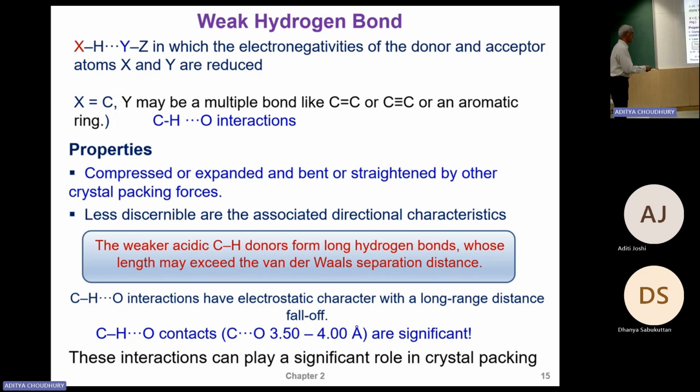Even if it is more than the sum of the van der Waals radii, these long-range distances are still there. They are significant. They contribute to the stabilization of the crystal structures. This is something unique and different from what you normally hear. This CH-O interaction is an exception.